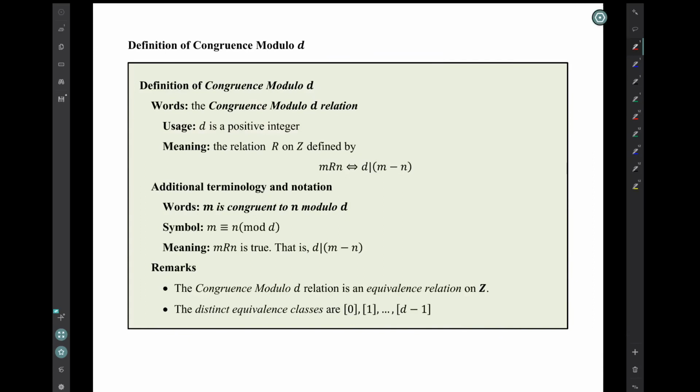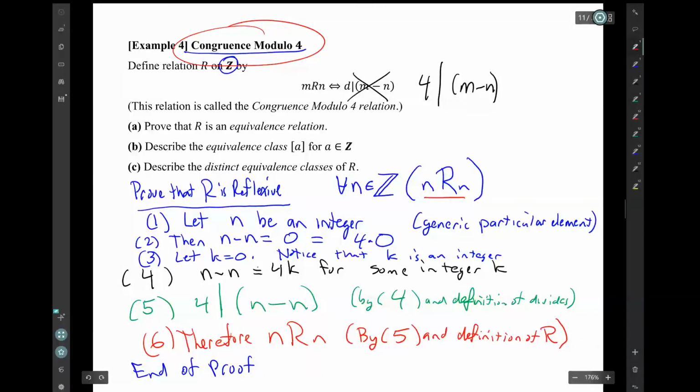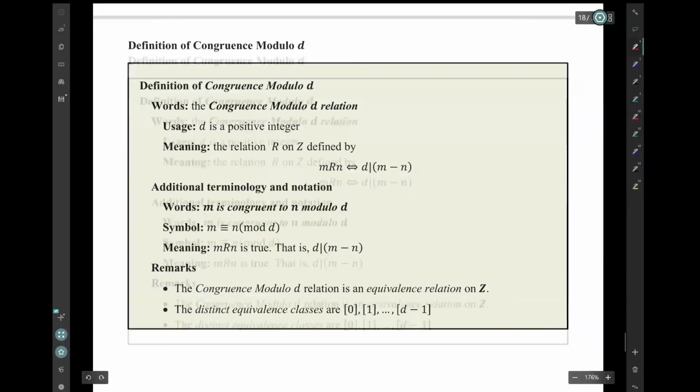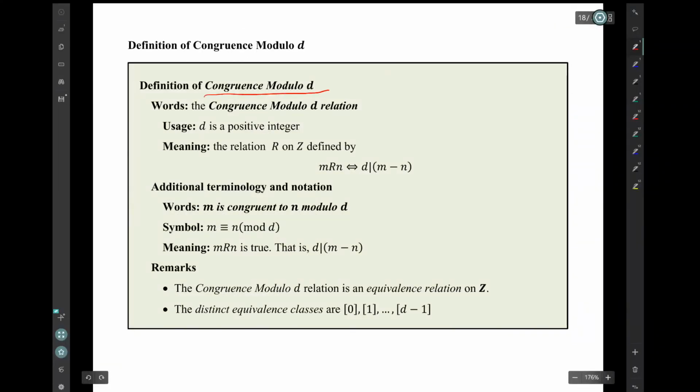Now what we just did with the relation in the previous example, congruence modulo 4, this relation on the set of integers where we said that two integers are related if 4 divides m minus n. That was called congruence modulo 4. Well, that can be generalized to congruence modulo d. So the congruence modulo d relation, those words are used when d is a positive integer. It means a relation on the set of integers defined this way. Integers m and n are related means that d divides m minus n.